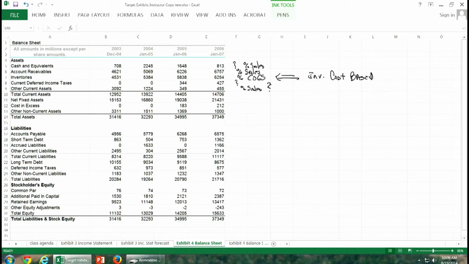The other thing we look at is net fixed assets. If we look at net fixed assets, we can observe that it goes up as sales go up. So we're going to assume that net fixed assets for somebody like Target is probably pretty well expressed as a percentage of sales. The reason that would make sense is they grow by building more stores. If they're going to grow, they're going to have to build more stores.